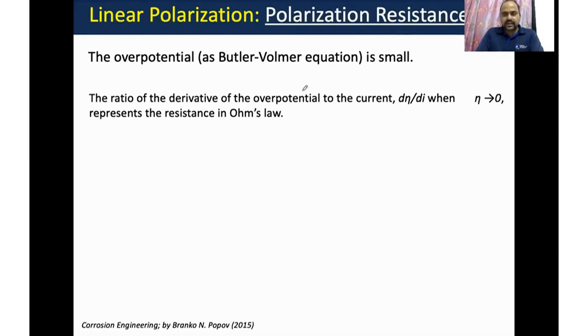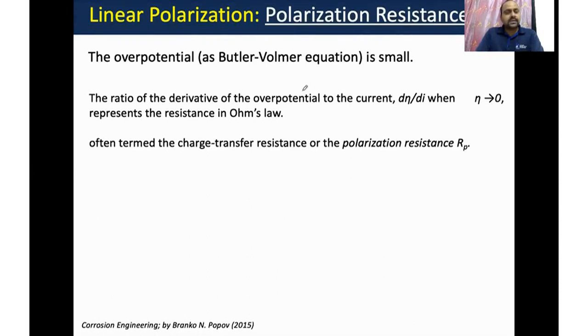being the condition that eta is not so large, is equivalent to Ohm's law. This derivative, the ratio of change in voltage versus change in current, can be termed the polarization resistance. So by using this data, we can calculate the polarization resistance in any system, in an electrochemical cell.